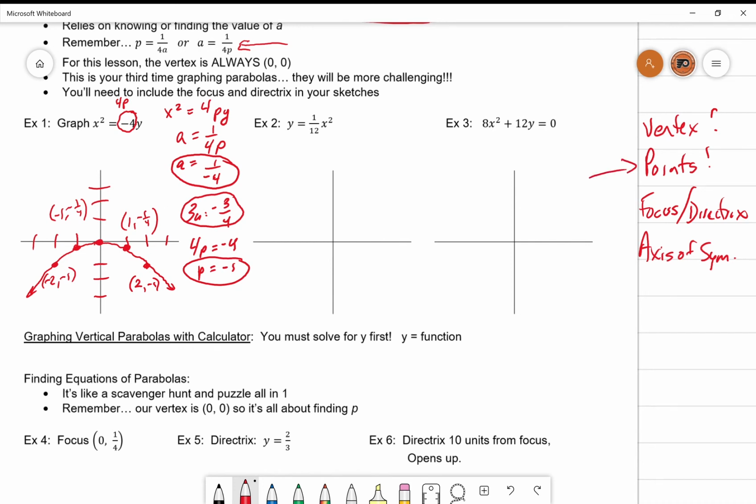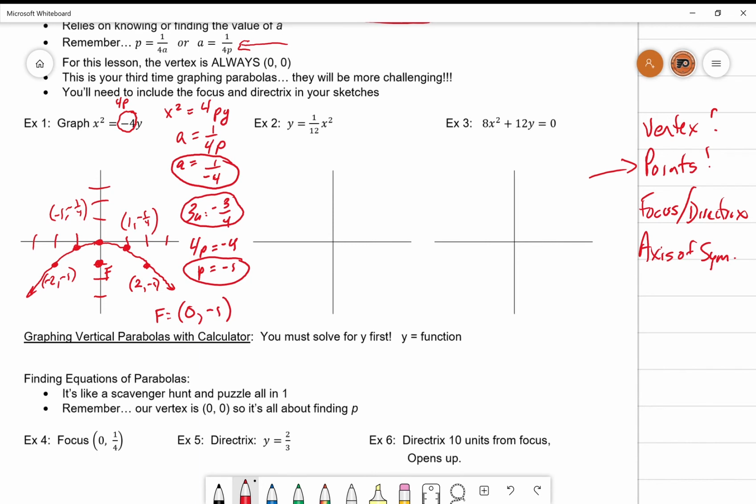Next up, to get my focus, p represents the distance to the focus. Well, p is negative 1, so we're going to go down 1. So I'm going to put a capital F, and I might want to do it somewhere off my graph, to let myself know what the location is, which is 0, negative 1.